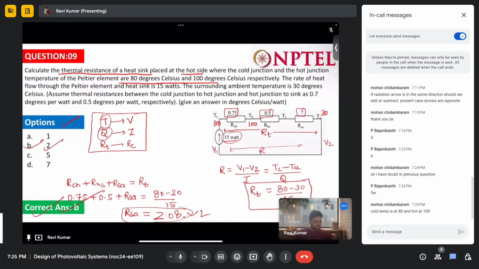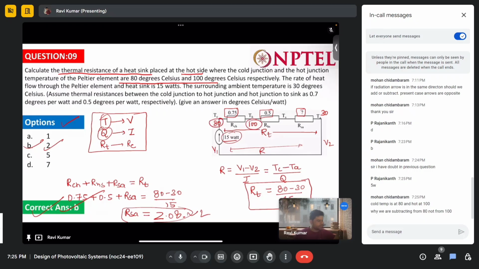Yes. Yes, 80, it is cold, it is hot. Yes.